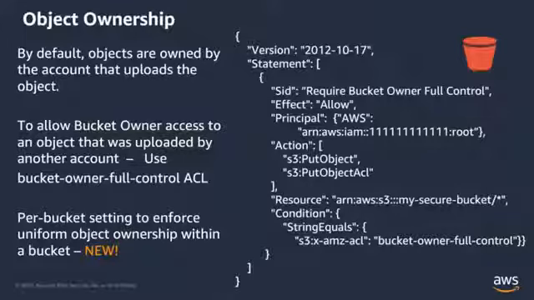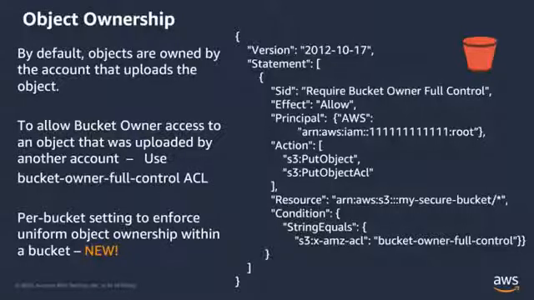So here we have our version. Our statement is SID require bucket owner full control. Our effect is allow. Our principal is our AWS user. This is the same. It's just another way to express the user that we had before. So this is that account of 111.111.111.111. And the action is s3:PutObject and s3:PutObjectAcl, because this user will have to put an ACL, so we'll need to put that as well. And then it's to my secure bucket/*. So this is object level operations. And our condition, StringEquals, x-amz-acl bucket-owner-full-control. So if that ACL is not included with the request, then this request will be denied.